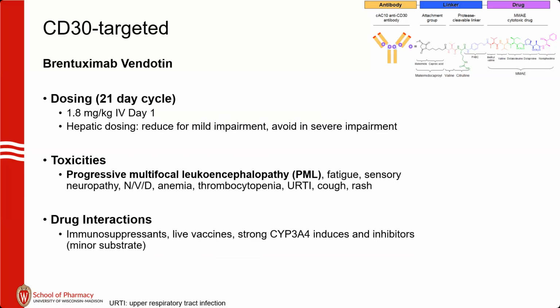Dosing is here on the slide, and there are some hepatic dysfunction adjustments here as well. It does have a black box for progressive multifocal leukoencephalopathy, and you'll notice some of the other toxicities are not always monoclonal antibody adjacent like you would expect. There is some count suppression that you would associate with that cleavable payload. So you do have some of that toxicity that you would expect with more classical chemotherapy here as well. So you have a mix within your toxicities.